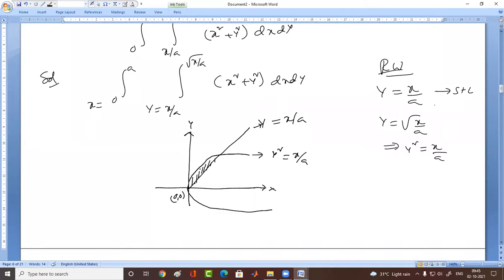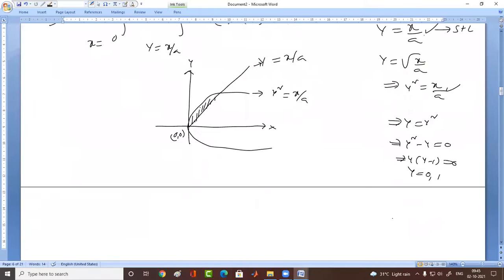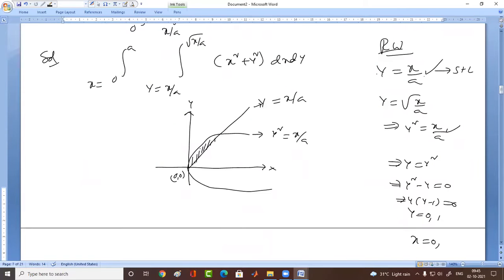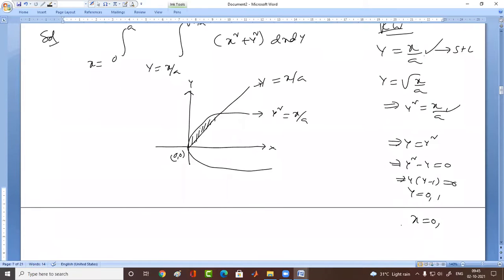Here the point of intersection is observed. Here x by a, this curve x by a, this is also x by a. From this one, y equals y square. So y square minus y equals 0. y into y minus 1 equals 0. So y is 0 and 1. Whenever y is 0, x becomes 0. Y equals 1, x becomes a.